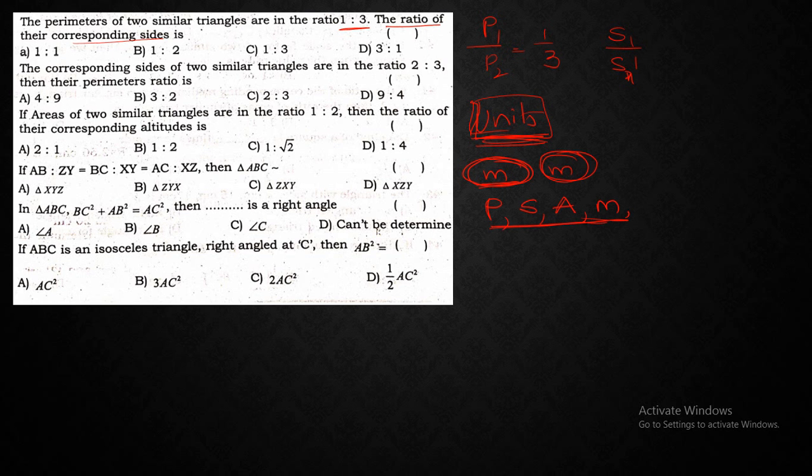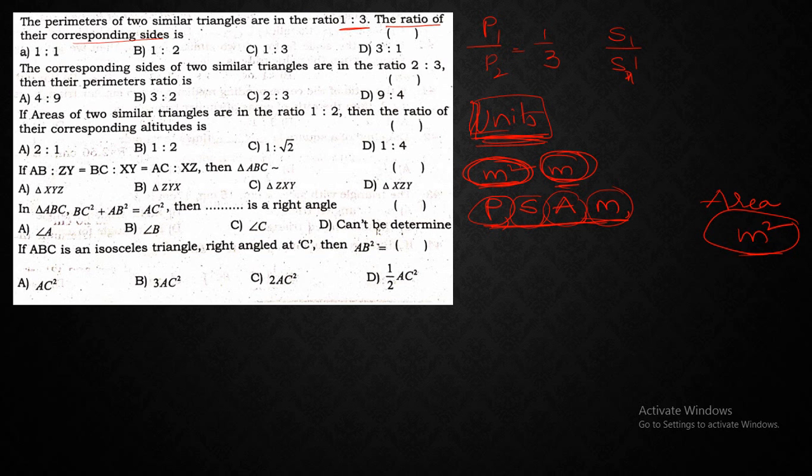So when units are the same, the ratio is also the same. Suppose I consider area. What are the units of area? If I consider meters, then area is meter square. Can you equate meter to meter square? We can't. So if you want to make them equal, you can square this perimeter so that you get meter square. You can square this side, this altitude, this median. Then obviously you get the same units, and then you can compare, right?